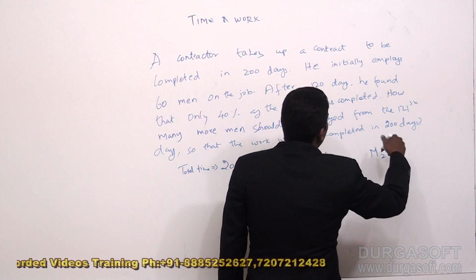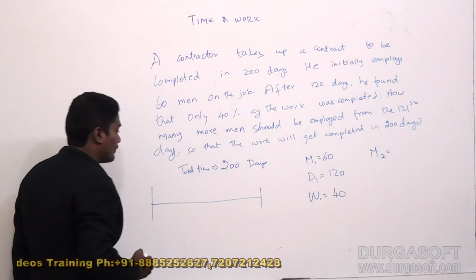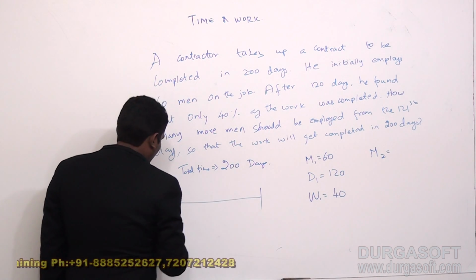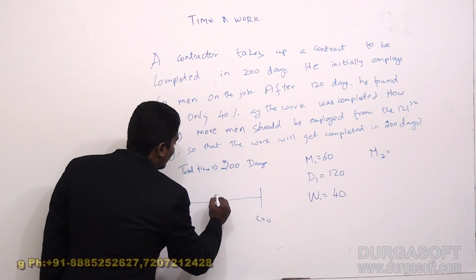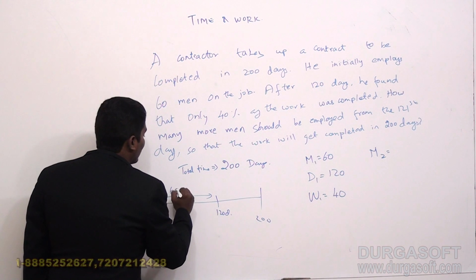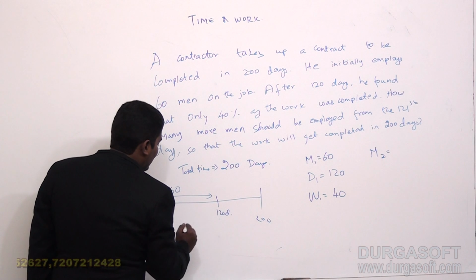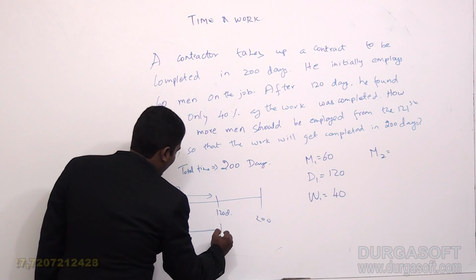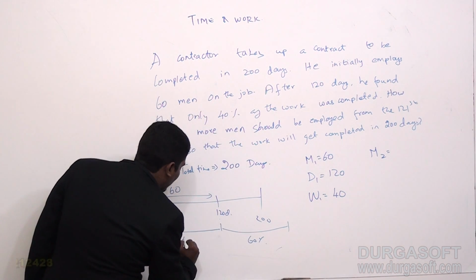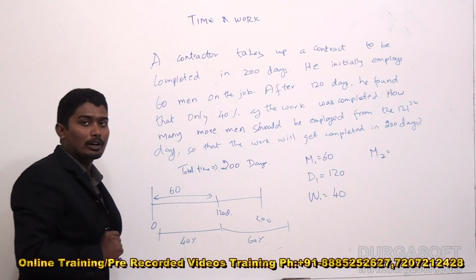Now from the 121st day some extra men should be working. You see here, if I consider this is the work, so 0 days, 200 days. In 120 days, for all these 120 days the number of people working was 60 only. However, I found that in this 120 days only 40% of the work is completed. Remaining there is 60% work that needs to be completed. So if it goes at this pace, it will definitely take more than 200 days.